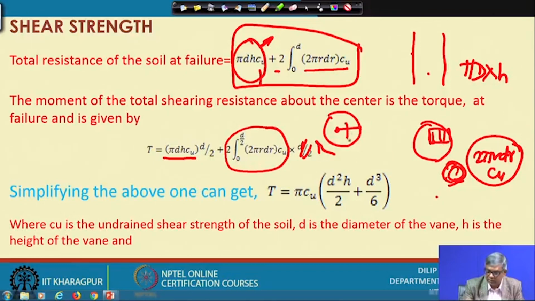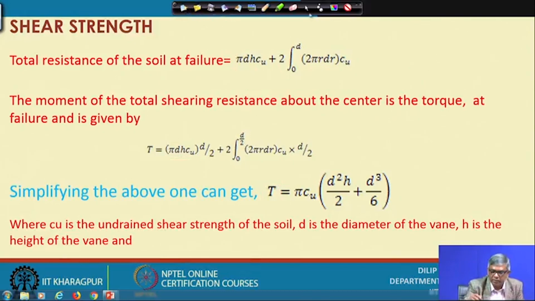I had taken an annular ring here. So this force into this r I will multiply, and then this becomes torque. This torque is the applied torque, and if I integrate, simplify and equate with it, I get the expression T equals pi Cu d square into h by 2 plus d cube by 6, when I have considered resistance from both the surfaces, where Cu is the undrained shear strength.